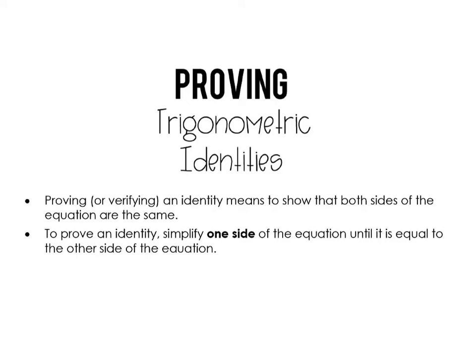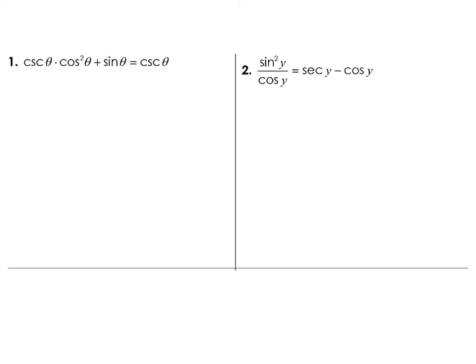In this video, we will be proving trigonometric identities. With trigonometric identities, we are going to be showing that one side of the equal sign will be equal to the other side. In doing so, we will only be simplifying one side of the equation until it is equal to the other side of the equation.